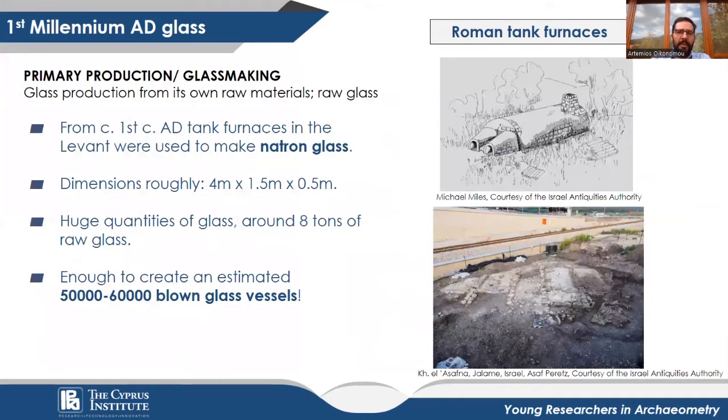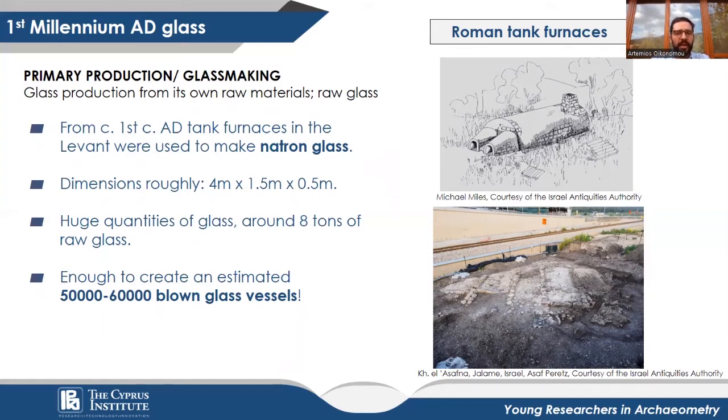Primary glass making happened in the so-called tank furnaces. These are huge facilities, measuring roughly 5 meters long by 1.5 meters wide and half of a meter in height, producing mass quantities of raw glass. They date from the 1st century AD onwards and were built in very strategic places, close to raw materials and, of course, fuels. They produced around and even more than 8 tons of glass, and they needed almost 10 times the amount in fuels.